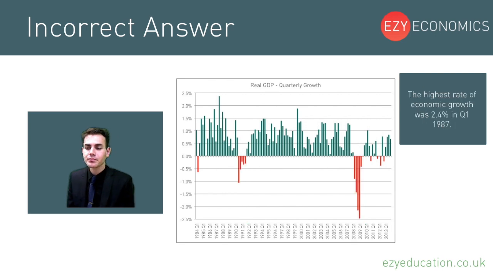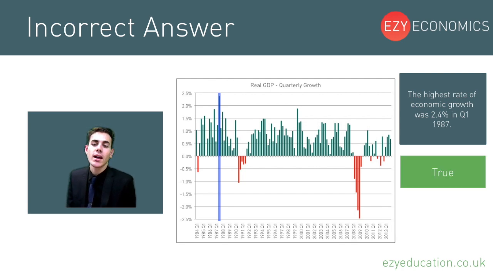The next statement is that the highest rate of economic growth was 2.4% in the first quarter of 1987. Well, let's focus on the region that shows the bar for the first quarter of 1987. And we can see during that period, this bar was at 2.4%. And it is the highest rate of economic growth. It exceeds any other bar in any other region in positive terms. So therefore, this chart backs up the statement and therefore it's true.